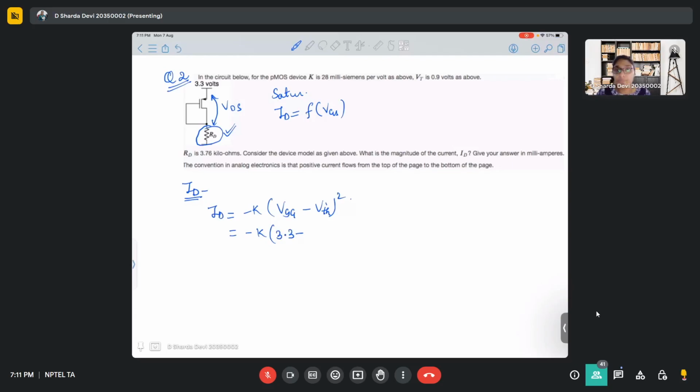Ma'am, how did you arrive at the above equation, ID equal to a function of VGS? The saturation region comes under the relation between VDS versus ID, which is the output characteristics. How can you write it as a function of VGS?